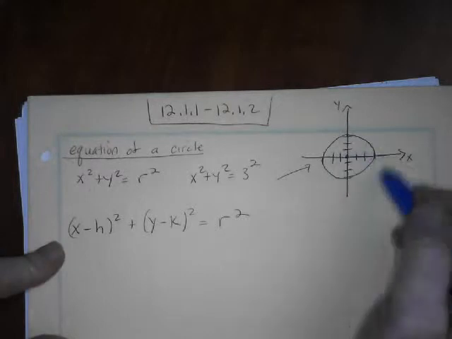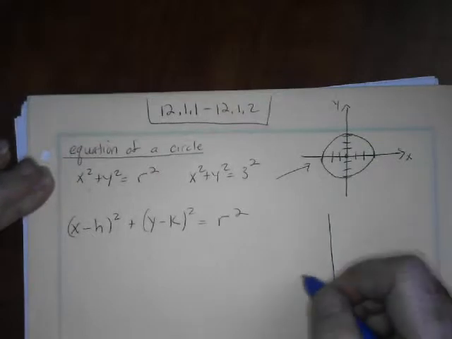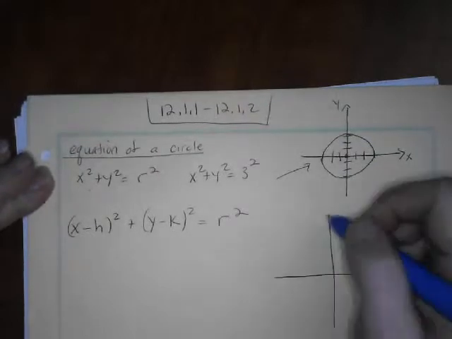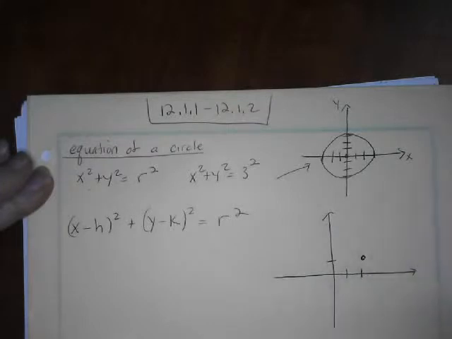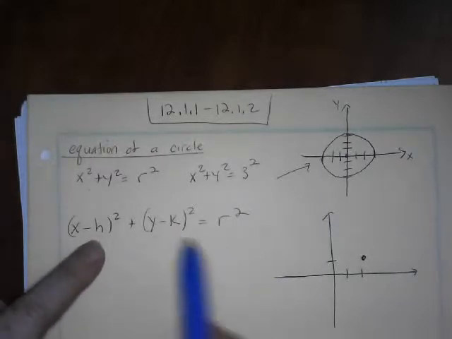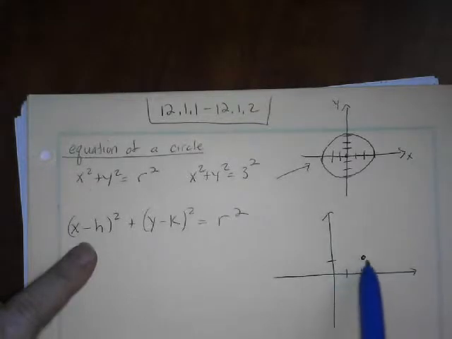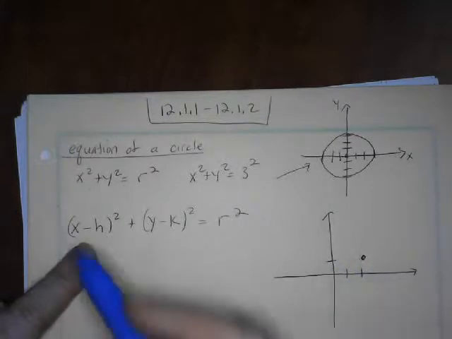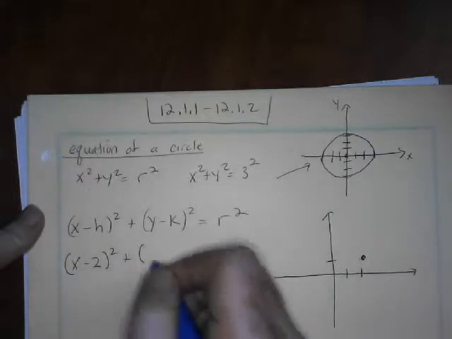Now sometimes they're not centered at the origin, sometimes they're centered somewhere else. So let's say that I have a circle, and let's say that's the center. If that's the center, these two numbers give you the h and the k. Those are going to be the coordinates of the center. So this point is at 2, 1, isn't it? So that means I would put a 2 in for h, and I'd put a 1 in for k.